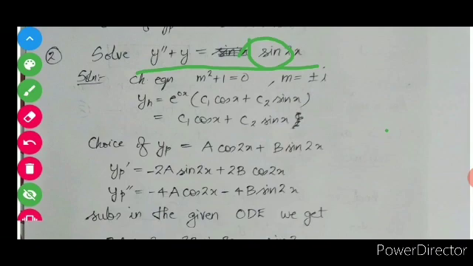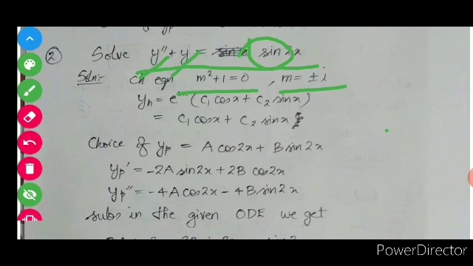For writing the characteristic equation, you have to replace y with 1, y dash with m, and y double dash with m square. So your characteristic equation comes out to be m square plus 1 equal to 0, and the roots of the characteristic equation are m is equal to plus or minus i. So you are having complex conjugate roots.